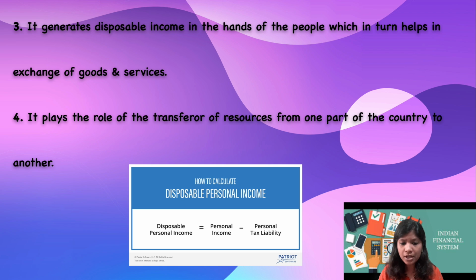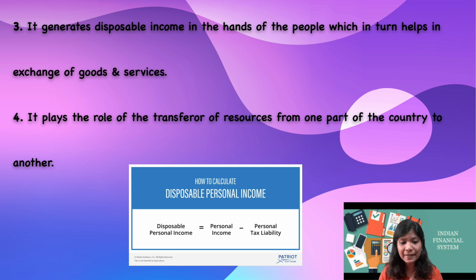Can you look at the picture down there? I've put it to you: how to calculate disposable personal income. The formula is your total personal income minus your personal tax liability. So once you have paid taxes on your income or salary, the remaining amount is called disposable income. It helps in the exchange of goods and services. With that disposable income, you can purchase or afford various goods or services.